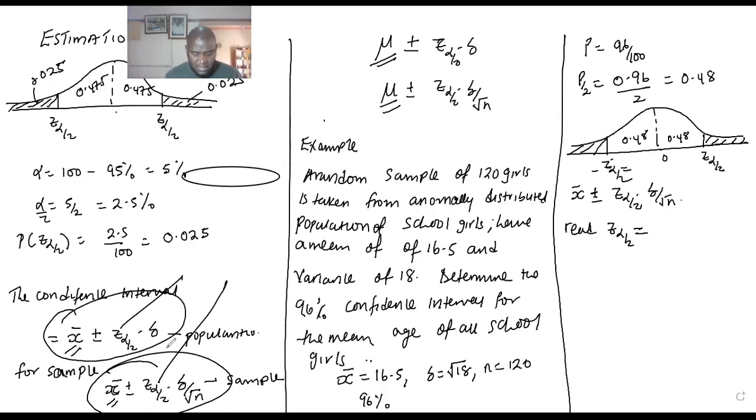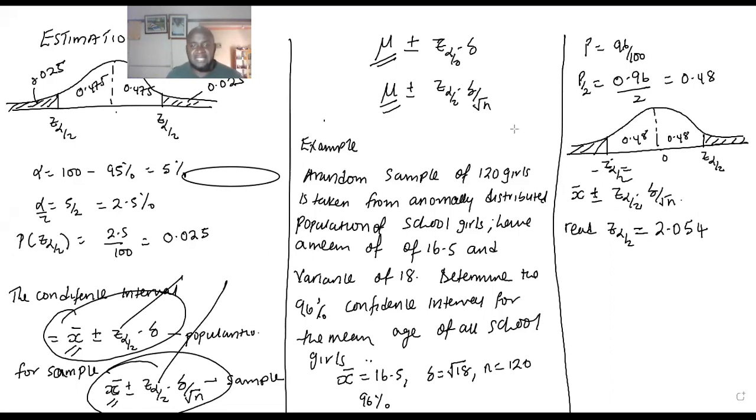Let me also go to my table now. Which page are you on? 51. Now on 51, look for 0.48 as the probability, not Z. Look for the probability of 0.48, whether it's there. 2.05. Very correct. Those who don't know how to read the table, we are back. The return of the table.